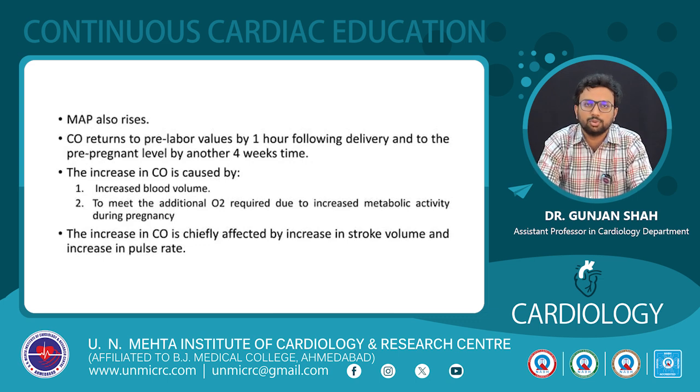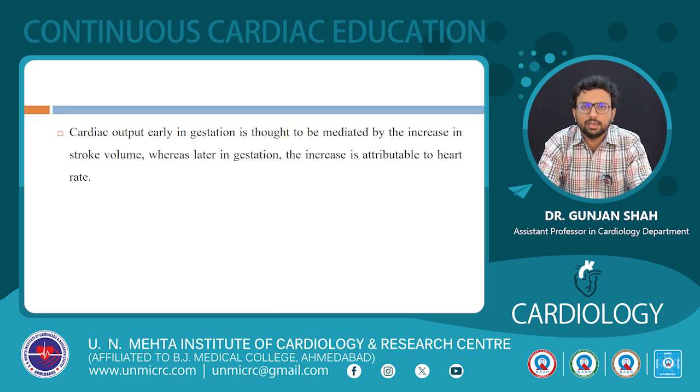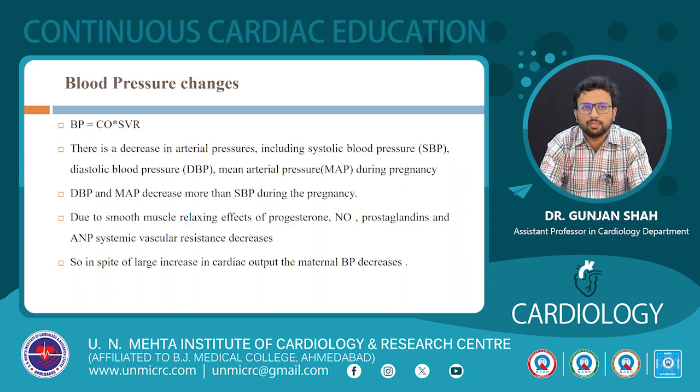The increase in cardiac output is caused by increased blood volume and to meet the additional O2 required due to increased metabolic activity during pregnancy. The increase in cardiac output is chiefly affected by increase in stroke volume and increase in heart rate. Cardiac output early in gestation is thought to be mediated by increase in stroke volume, whereas in the later part of gestation it is thought to be because of increase in heart rate.